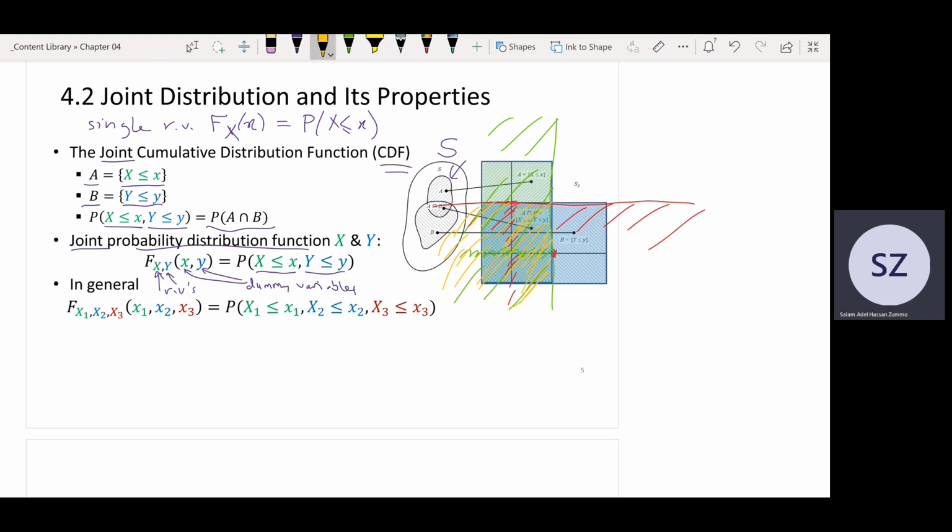Similarly, if we have three random variables, although as I mentioned in this class we will not talk much about three random variables or more, it's the same concept. It's the CDF of X1, X2, X3, these are random variables, of the dummy variables x1, x2, x3. It's the probability that X1 is less than x1 and X2 is less than x2 and X3 is less than x3. So that means they will form an intersection.